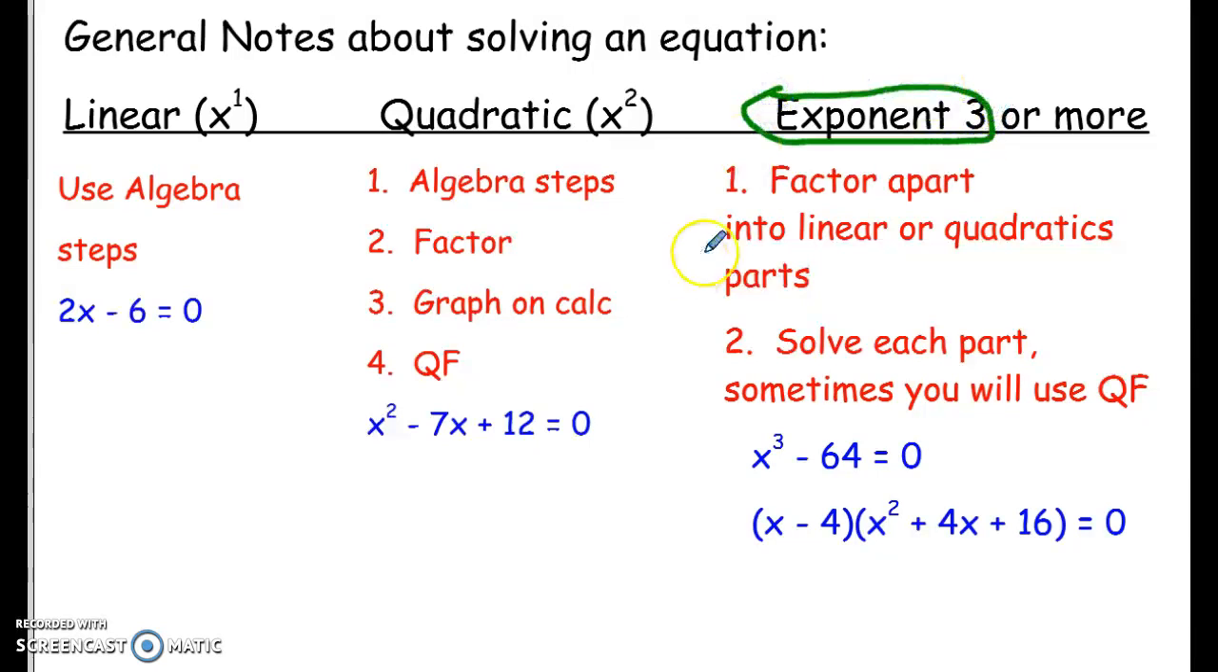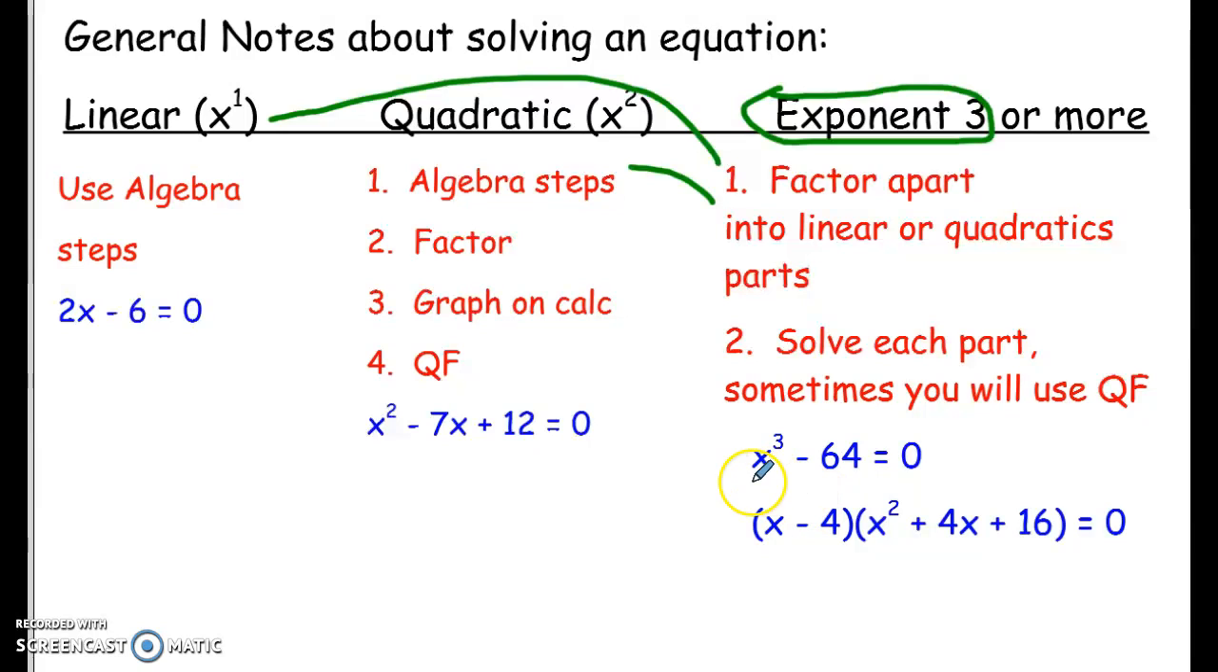The big idea is we want to factor it apart. So you want to take something in the x cubed or x to the fourth world and break it into linear and quadratic pieces, because then we already know how to solve those. If we can get it to linear, we can just do our algebra steps and solve it. If we can get it to an x squared quadratic, then we can solve it with any of these methods: quad formula, graph it, maybe factor some more.